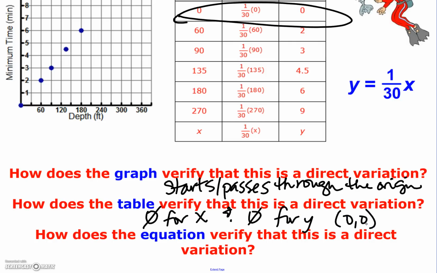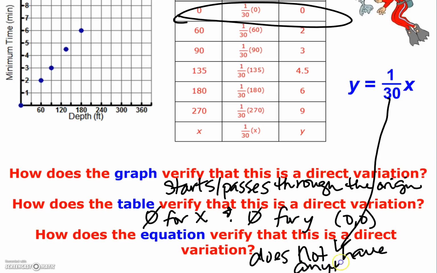And how does the equation verify that this is a direct variation? It does not have anything added or subtracted. So that means it's multiplicative.